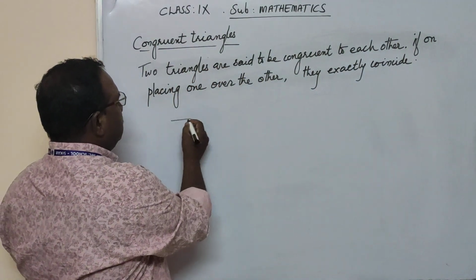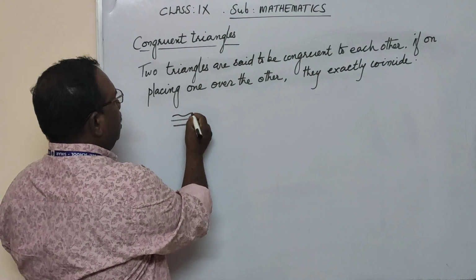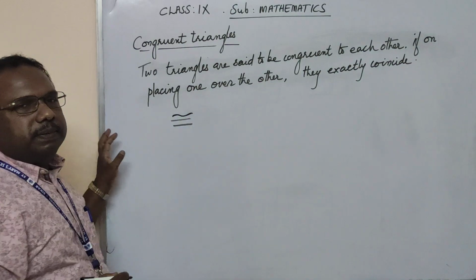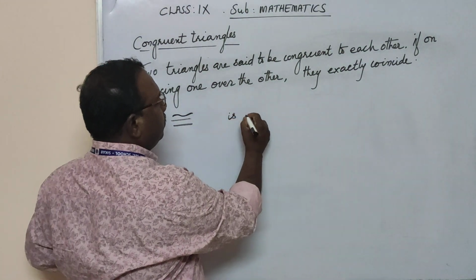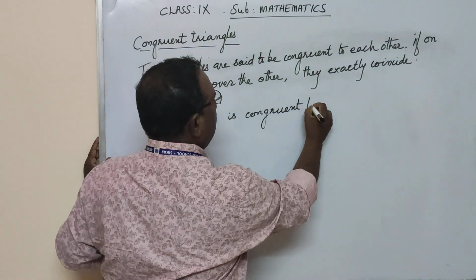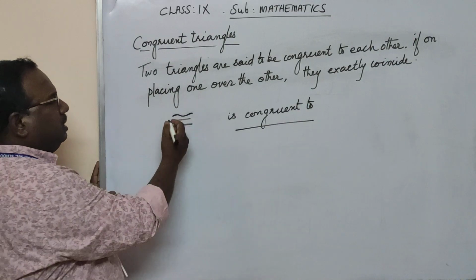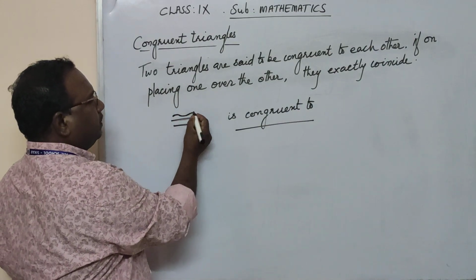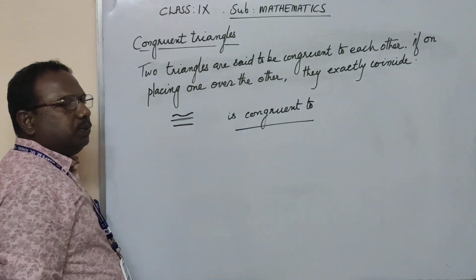Now we use this symbol to represent congruency. It is read as is congruent to. This is a symbol we use to represent congruency. It is read as is congruent to.